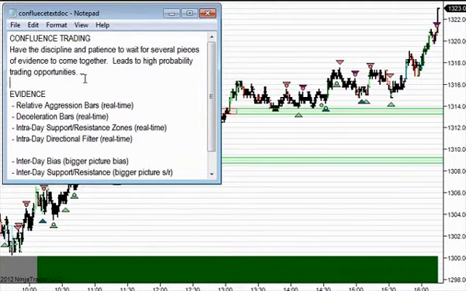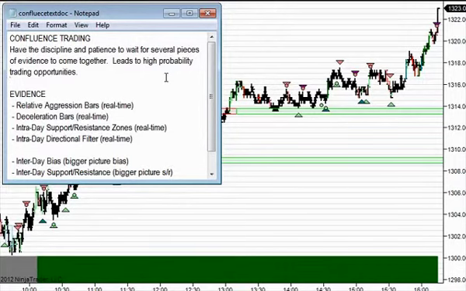and if you have the patience and the discipline to wait for several of those pieces to line up or come together, so to speak, it leads to a high probability trading opportunity. And again, I like to be very clear: high probability doesn't mean 100%, doesn't mean always win. I don't want you to think anything like that. But as a trader, certainly your goal is to increase your edge, getting to high expectancy or high probability trade setups, and that's really what we're shooting for here. We're not going to be 100%, we're not going to be perfect, but we want to be high probability.